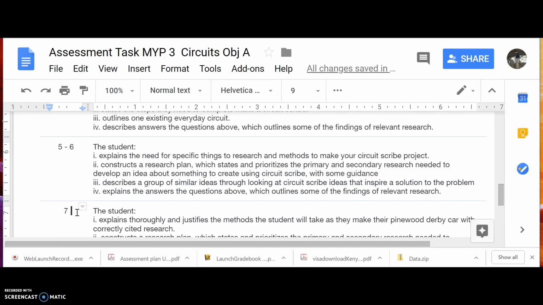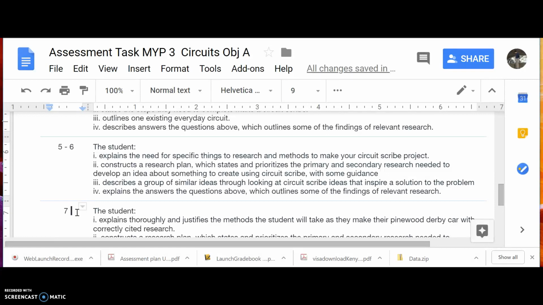So really being able to get that confidence in making sure that your research is good, through your own eyes and through your own ideas. Third one, describe a group of similar items through looking at Circuit Scribe ideas that inspire a solution to the problem. As you're going through, really go into detail about different things that involve electricity and different Circuit Scribe ideas, utilizing that time for relevant research.